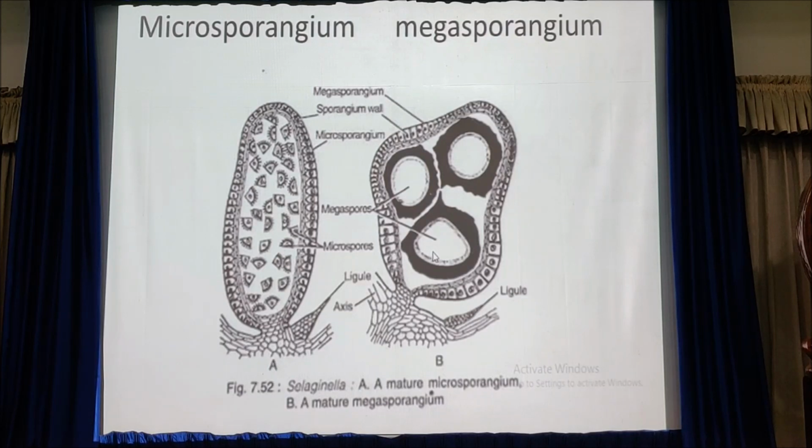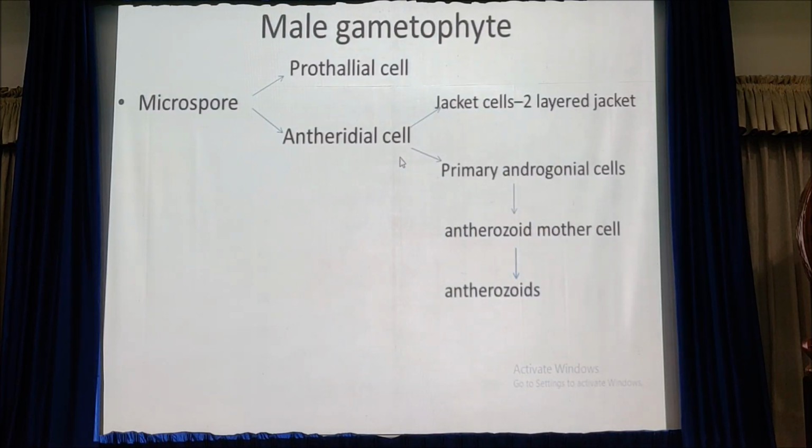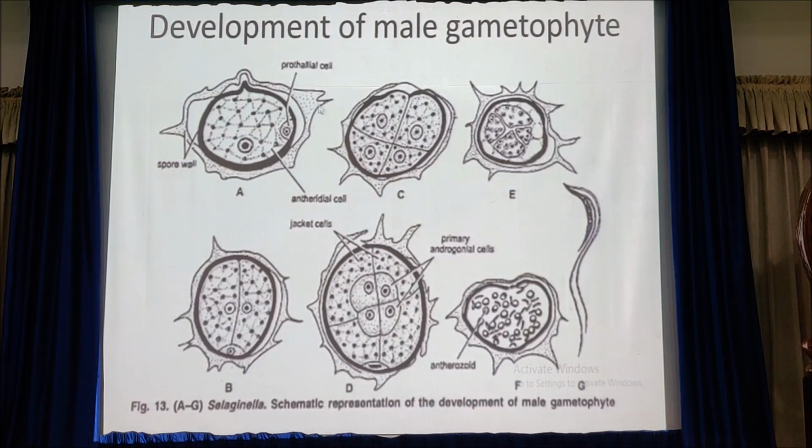Next is the gametophyte. The plant body of Selaginella is sporophytic in nature. It produces haploid spores after meiosis, and this spore represents the first cell of the gametophytic generation. This microspore develops into male gametophyte and megaspore into female gametophyte. Then the male gametophyte. The microspore wall is two-layered, having outer exine and inner intine. The exine is thick and sculptured, whereas the intine is thin and delicate.